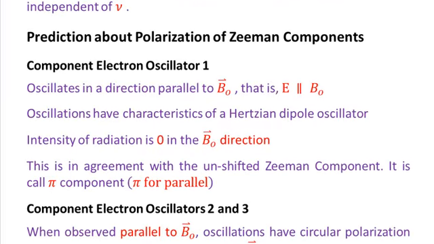Prediction about polarization of Zeeman components. Component electron oscillator 1 oscillates in a direction parallel to B naught. That is, this component, which is linearly polarized and is the central component having frequency omega naught, is the component in which the electric field is parallel to B naught.